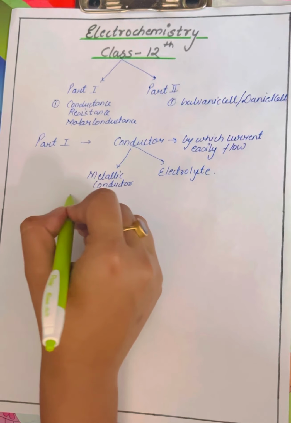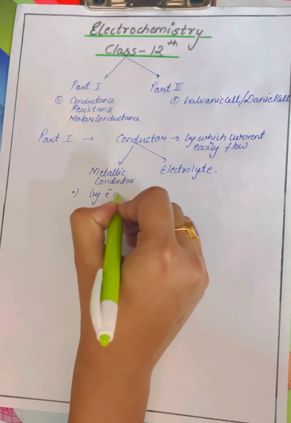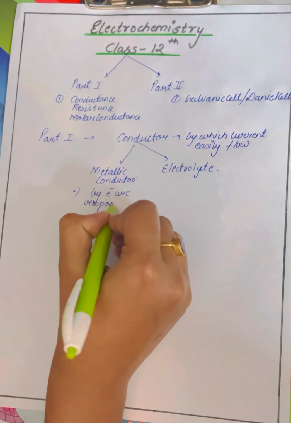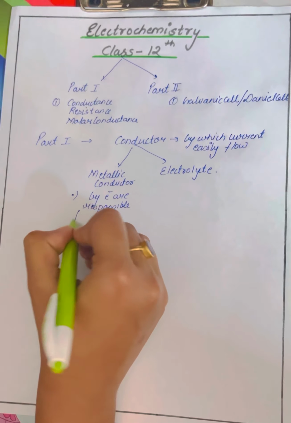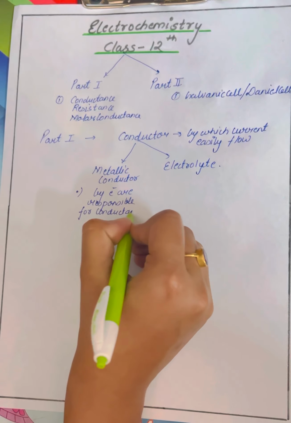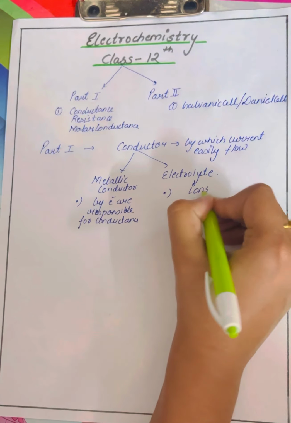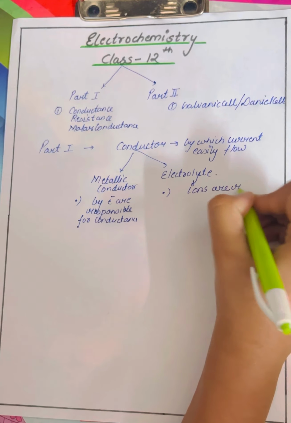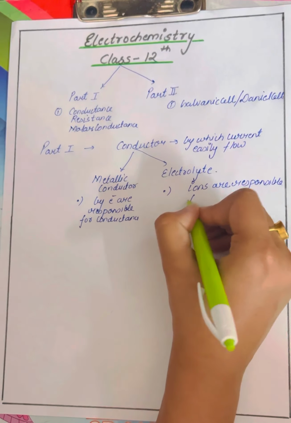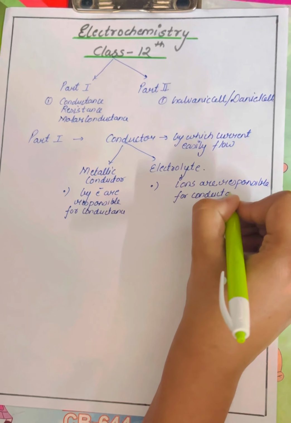In metallic conductor, current is carried by electrons. Electrons are responsible for conductance. While in case of electrolytes, ions are responsible for conduction. And now the question arises, how do electrolytes carry current?